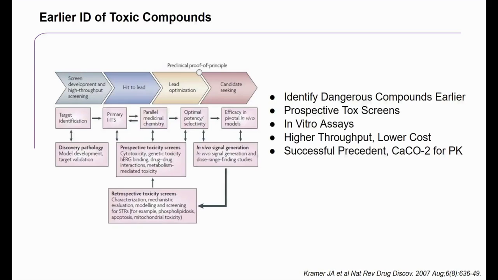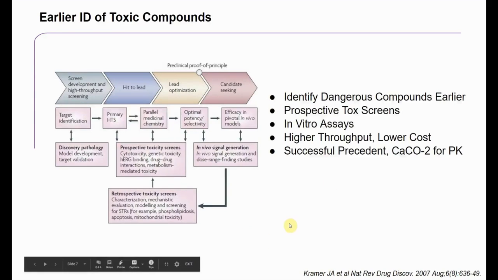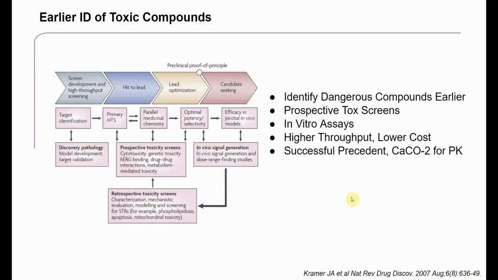And so what this required was in vitro assays, these predictive in vitro assays that could be deployed in a high throughput fashion early on in the drug discovery, because here you're talking about larger numbers of chemicals to be screened, not just a handful of chemicals that you might be putting into animal studies farther down the pipeline. Now, fortunately, there was a successful precedent for this type of strategy in pharmacokinetics.